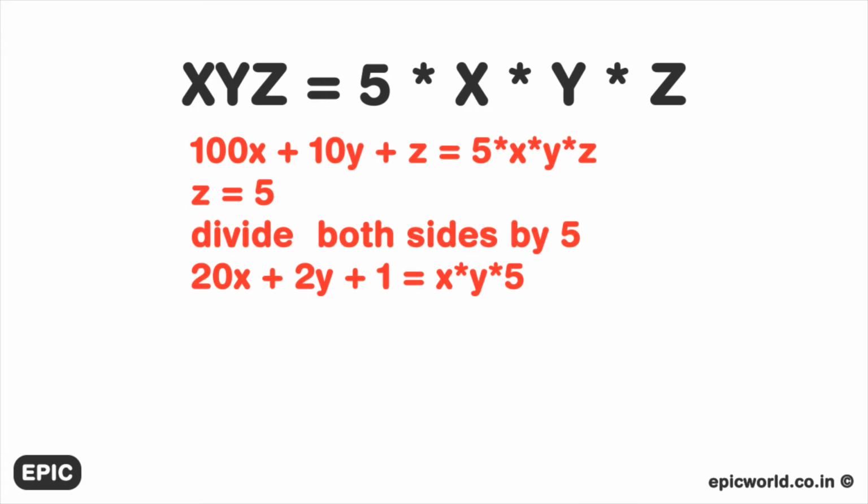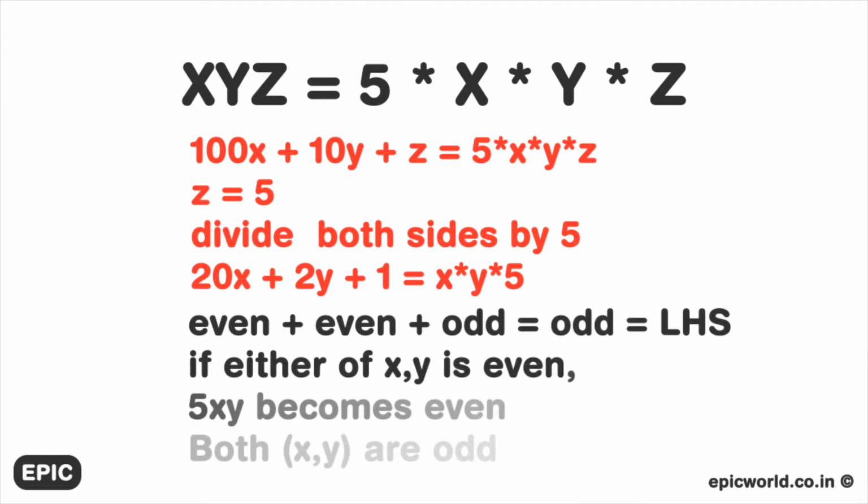Now, the first two terms of the left-hand side are even as they are divisible by 2. By adding 1 to the sum of two even numbers we get an odd number. Hence the LHS is odd. Now, since the right-hand side is a product of three numbers, it will become an even number if even one of these numbers is even. So, we deduce that both X and Y are odd.